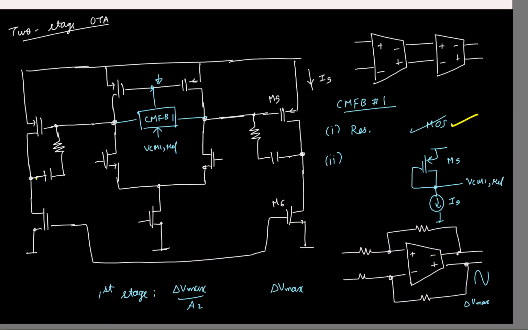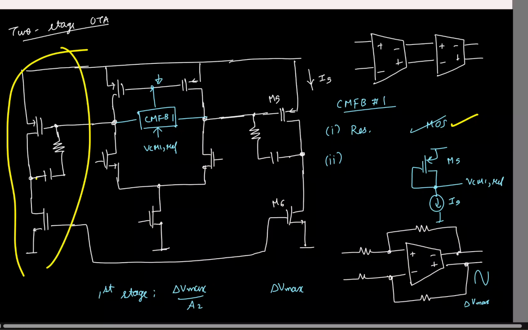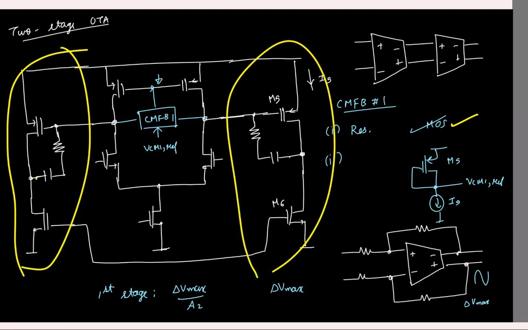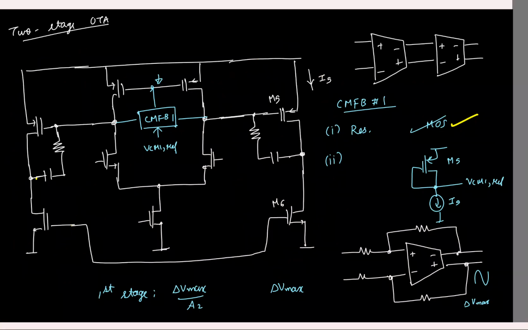Why did we short the gate and drain? This way we will get the required gate voltage to sustain the current I5. Is that okay? So this is how you will have to generate this voltage. Okay, so now this sets the common mode for the first stage. Now the second stage is still pending. So let's quickly see that.